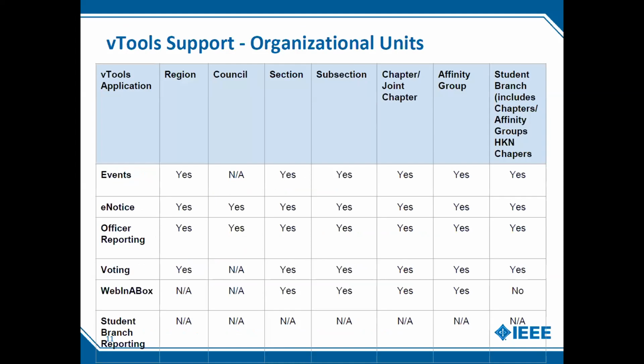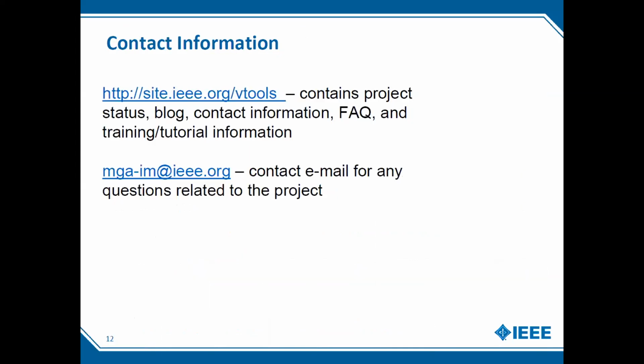A lot of times I get asked, what organizations do we support? So this is just a table that gives you an idea. Like events doesn't support councils, that's one of them. WebInABox doesn't support some. Student Branch is going to be supported in WebInABox, but at the moment I made this, it doesn't support it. Obviously, Student Branches just support student branches. Student branch reporting. And then finally, the contact information.